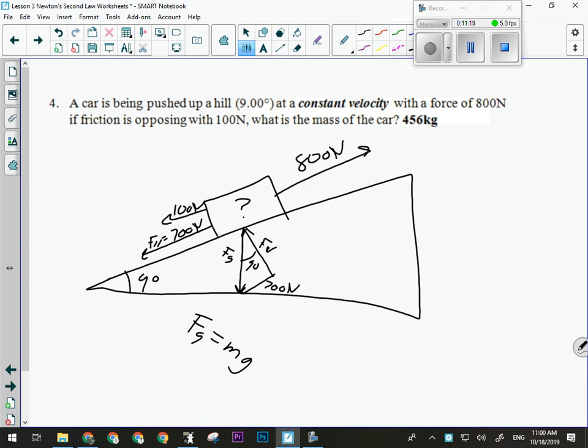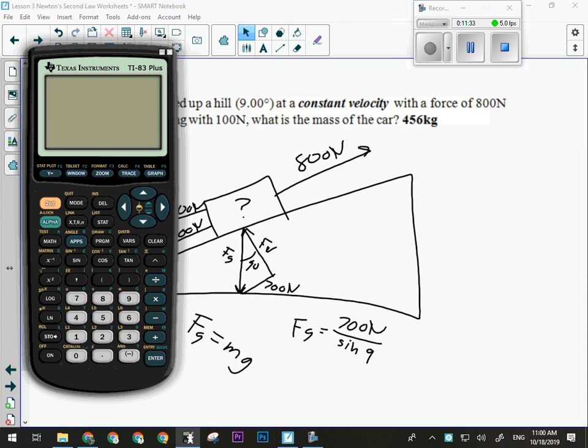So I'm going to work backwards and find the force of gravity. Force of gravity will be 700 newtons divided by the sine of 9 degrees, because it's opposite over hypotenuse. So 700 divided by the sine of 9 gives me 4,474 newtons. Now I need to divide that by what? 9.81. That'll give me my 456 kilograms.